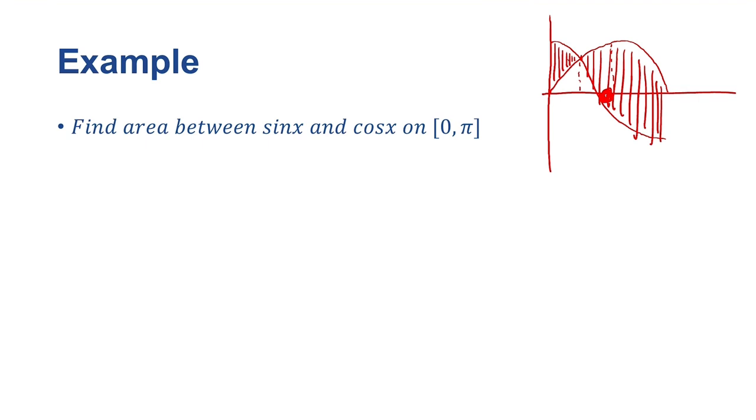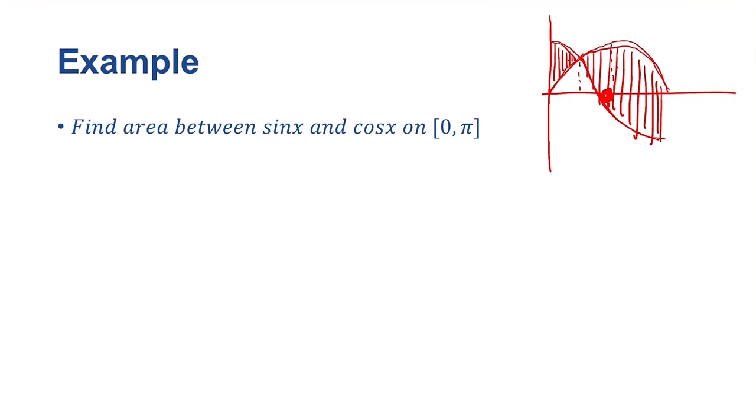So we're going to find this integral here, then we're going to find this integral here. And on the left side, we will be subtracting sine from cosine, because sine is on the bottom here and cosine is on the top. And then on the other side, we will be subtracting cosine from sine, because cosine is on the bottom and sine is on the top on this interval.